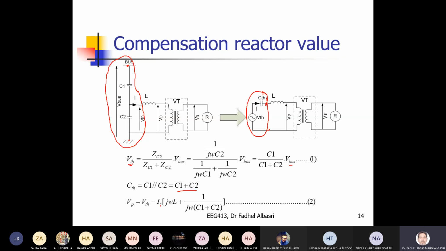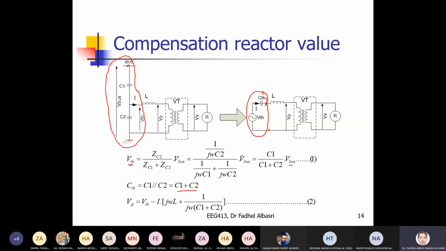Now, what will be the voltage here? The voltage here will be this V Thevenin minus the drop here, right? Which is V Thevenin minus I, the current here, times this impedance, which is j omega L plus the Thevenin equivalent impedance, 1 over j omega C Thevenin, where C Thevenin is C1 plus C2.